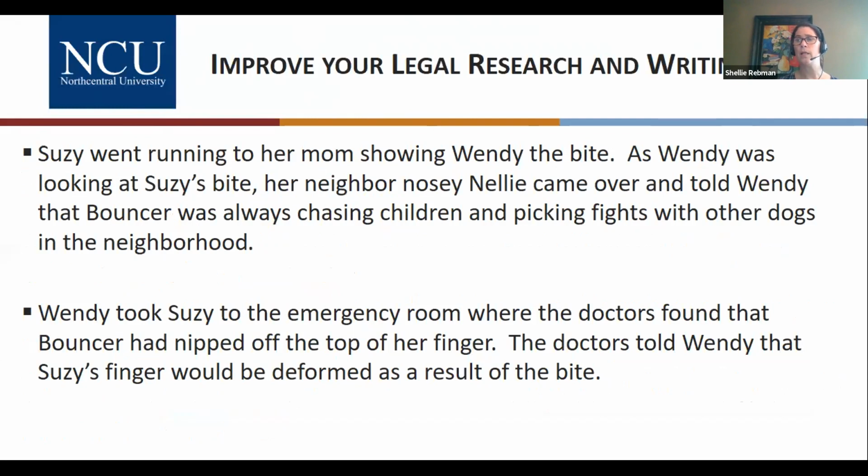Susie went running to her mom, showing Wendy the bite. As Wendy was looking at Susie's bite, her neighbor, Nosy Nellie, came over and told Wendy that Bouncer was always chasing children and picking fights with the other dogs in the neighborhood. Wendy took Susie to the emergency room, where the doctors found that Bouncer had nipped off the top of her finger. The doctors told Wendy that Susie's finger would be deformed as a result of the dog bite.